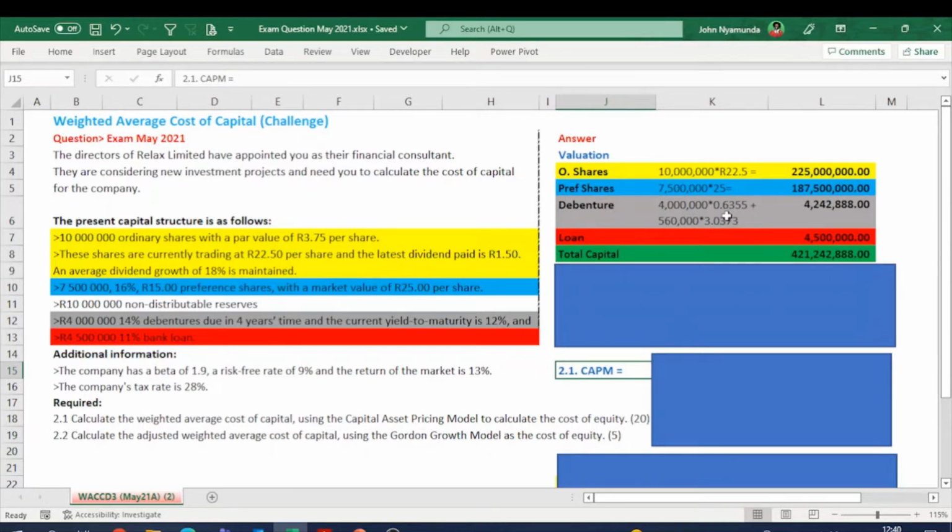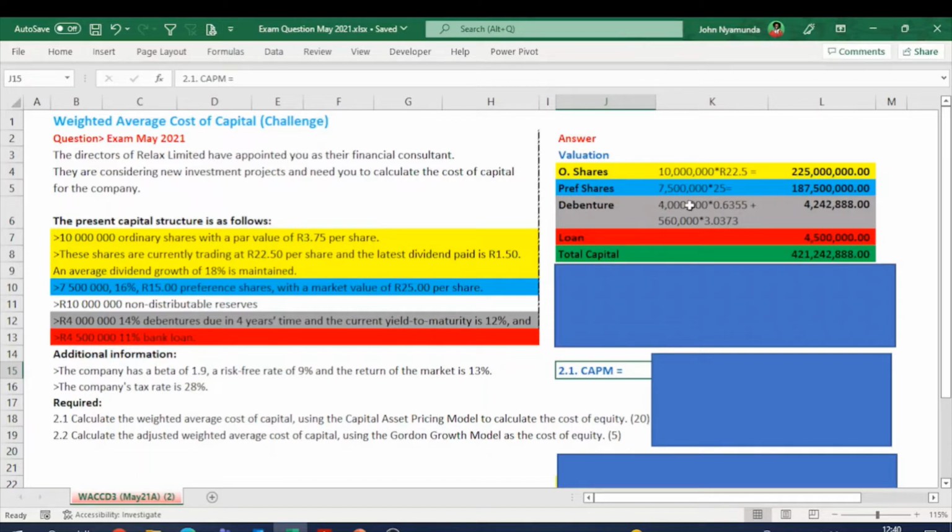Debentures are a little bit complicated. We are going to say the maturity value of debentures is 4 million. You are told there. But the interest being paid is 560. It's 14% times 4 million, which gives you 560,000 per year. So how do we find the present value or the market value of debentures? We use the present value interest factors of an annuity and of an amount.